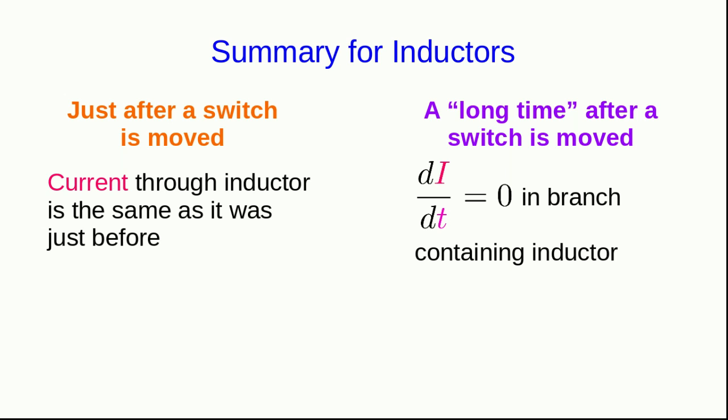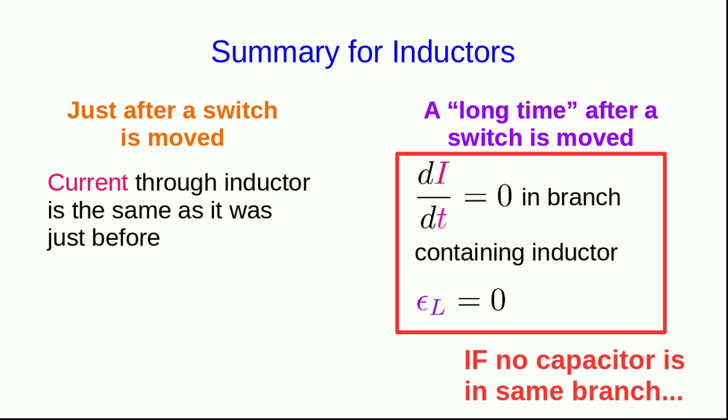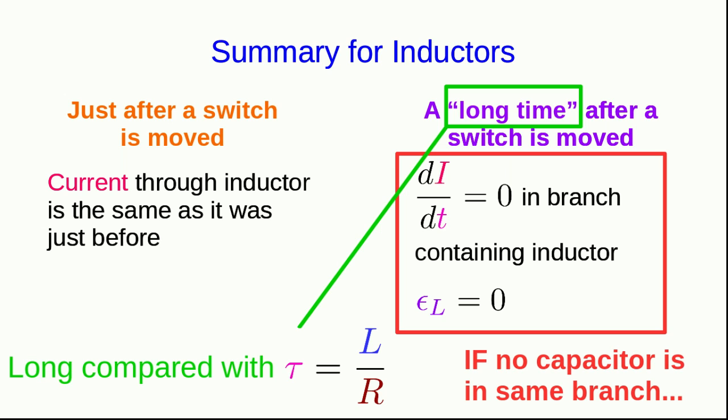And note that since the EMF across an inductor is proportional to the rate of change of current, that tells you the EMF across an inductor is 0 a long time after a switch is moved. And again, there's a caveat. This isn't generally true if there is a capacitor in the same branch with the inductor. And again, what we mean by a long time is long compared with a time constant, which we've seen how to get, except that it would again be to do with an equivalent inductance and an equivalent resistance of the whole circuit.